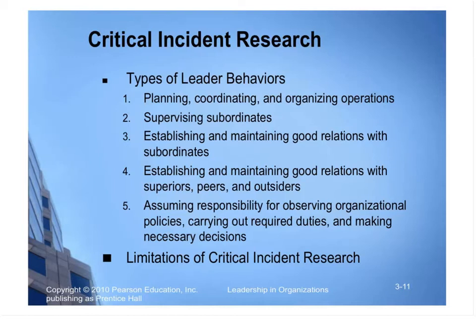So where were we? Okay, so types of leader behaviors. We are talking about different behaviors that the leader does all through the leadership process. One of the behaviors that is very important is planning, coordinating, and organizing operations.